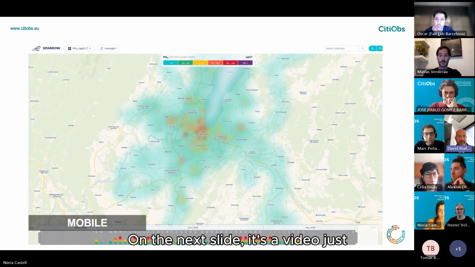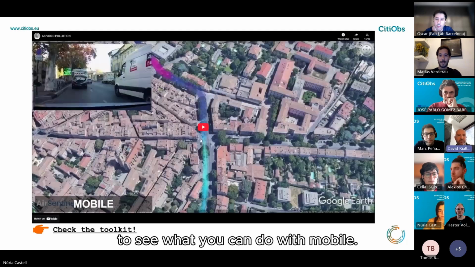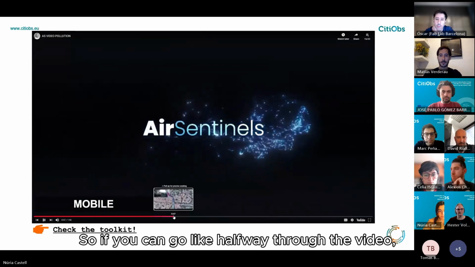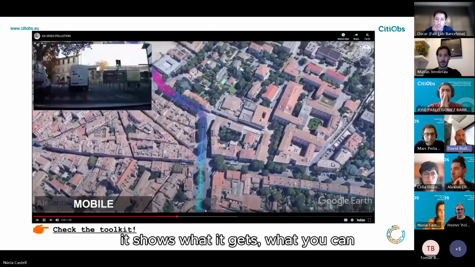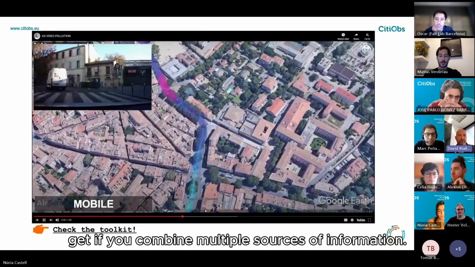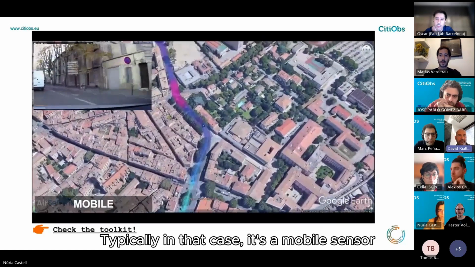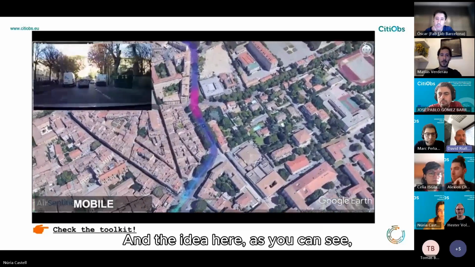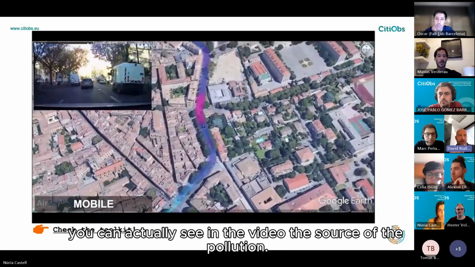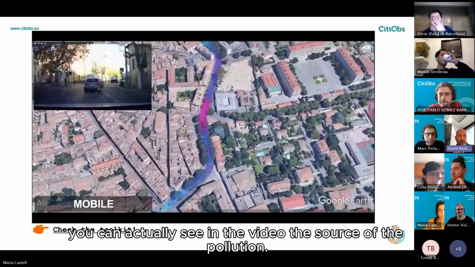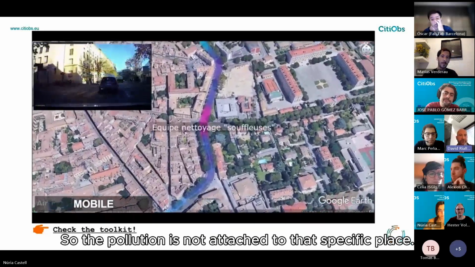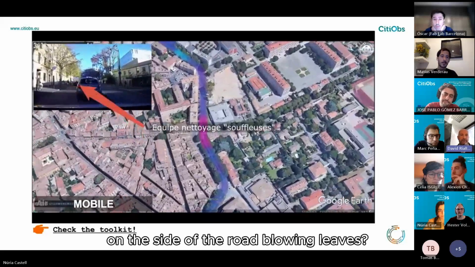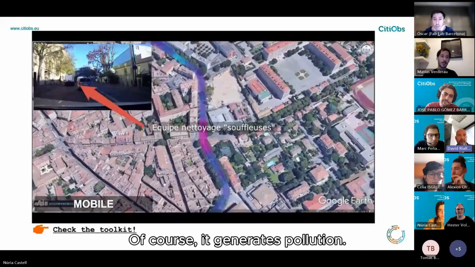On the next slide, it's a video just to see what you can do with mobile. If you can go halfway through the video, it shows what you can get if you combine multiple sources of information. Typically, in that case, it's a mobile sensor on top of the vehicles with a camera. You can actually see in the video the source of the pollution. The pollution is not attached to that specific place. It's the guys with the blowers on the side of the road blowing leaves. Of course, it generates pollution.